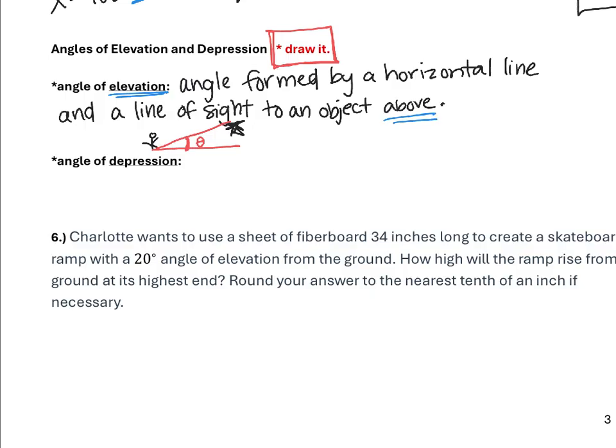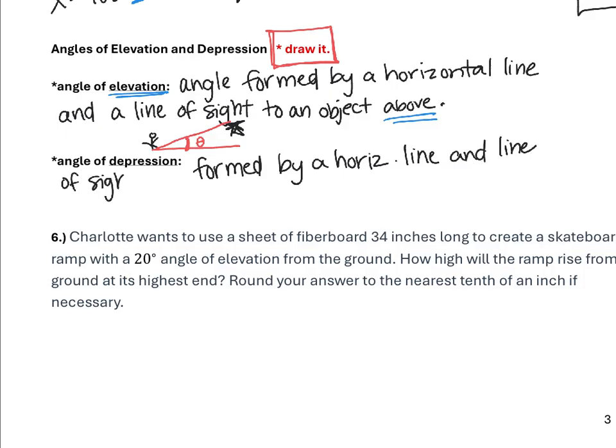From an object on the ground to an object that is higher up, versus an angle of depression, which is formed by a horizontal line and the line of sight to an object below.